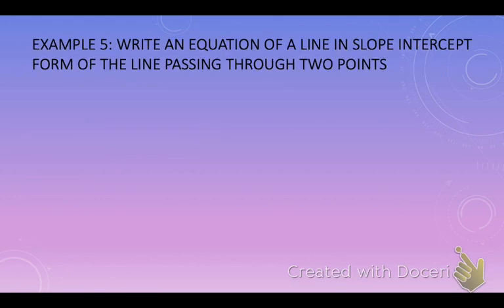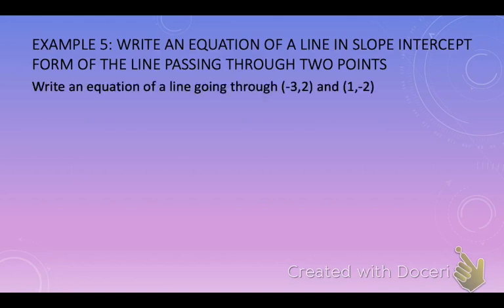Okay, I know your brains are probably steaming by now, which is great. So the last one, this is it, last one. I want to write an equation of a line in slope-intercept form of the line passing through my 2 points. Okay, so I have these 2 points. What could I do with these 2 points? What can you do when you have 2 points? The first thing you should do is find the slope. Okay, so I'm going to find the slope of my line.